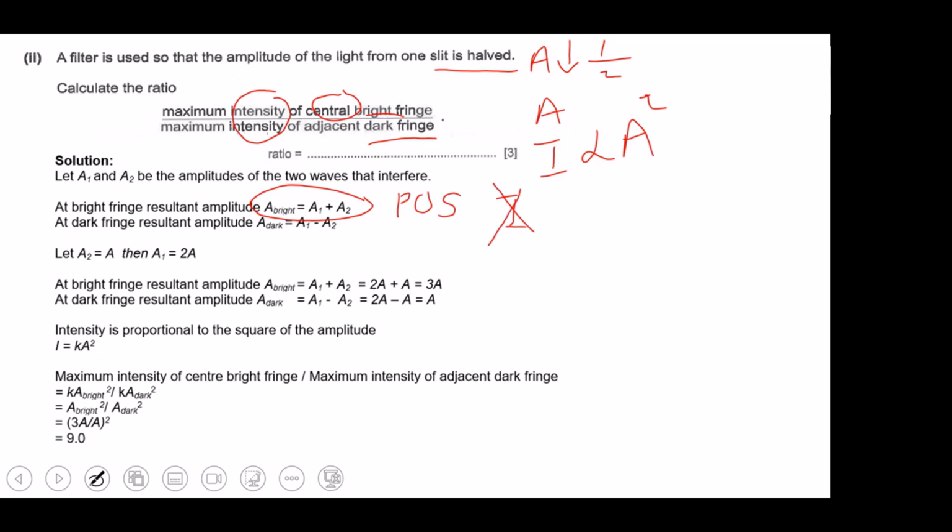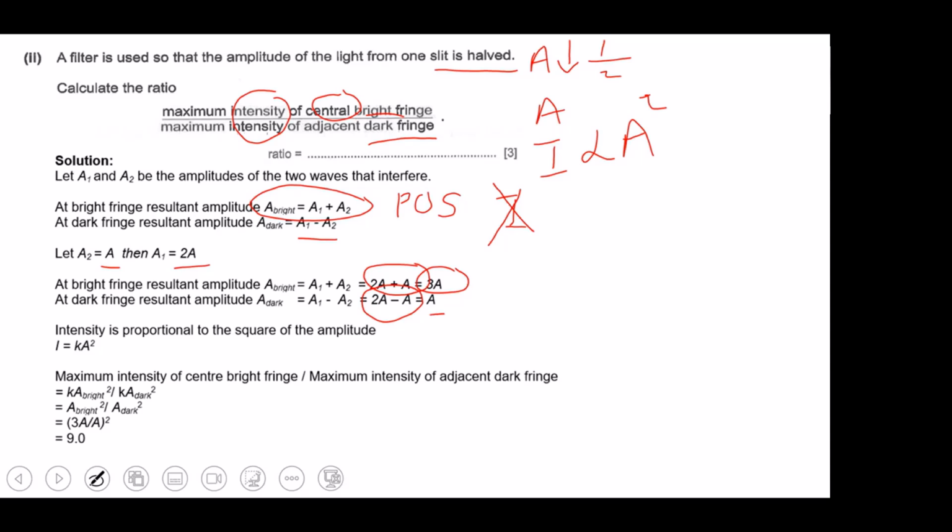How about the dark fringe? The resultant amplitude of the dark fringe, you take A1 minus A2 so that I can get a destructive interference. So if now one of them is actually 2A, but because of the halving of the amplitude, the other amplitude now becomes A. So at the bright fringe, I have 2A plus A, I will get a resultant amplitude of 3A. At the dark fringe, my resultant amplitude is 2A minus A, I'll get a resultant amplitude of A.